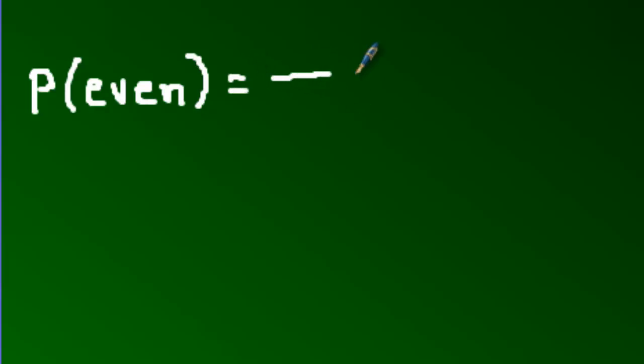Now, we know it's a ratio. Our denominator is the possible outcomes that I could get. So when I roll the number cube, how many different numbers are there that I could get? I could get a 1, a 2, a 3, a 4, a 5, a 6. So there are 6 different numbers that I could get. That's our sample space.